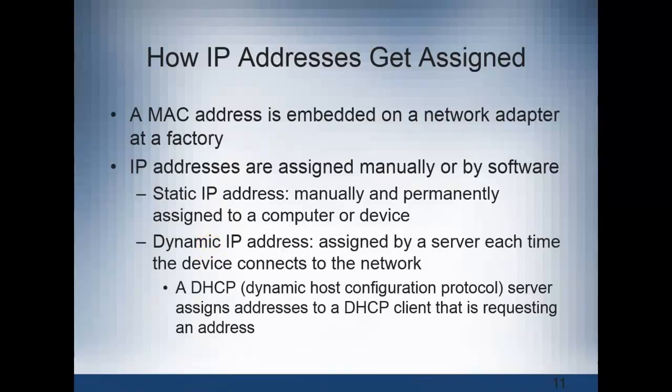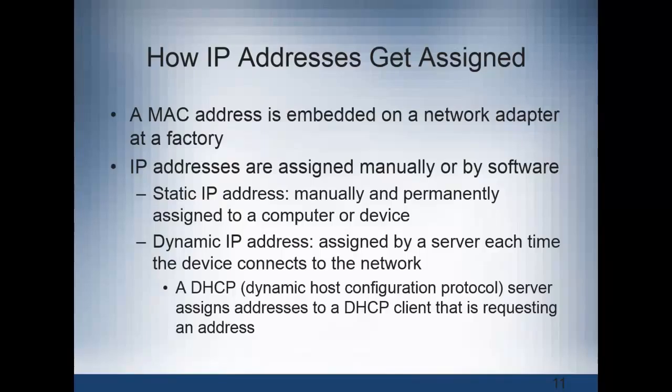As we mentioned earlier, a MAC address for a network device is embedded on that device at the factory level, but IP addresses, on the other hand, are assigned manually or by software. Now, we've already mentioned before that an address can be dynamic, which means that it is assigned by a server each time it connects to the network, so it may not be the same address every time. Or an address can be static, which means that address is permanently assigned to that device.